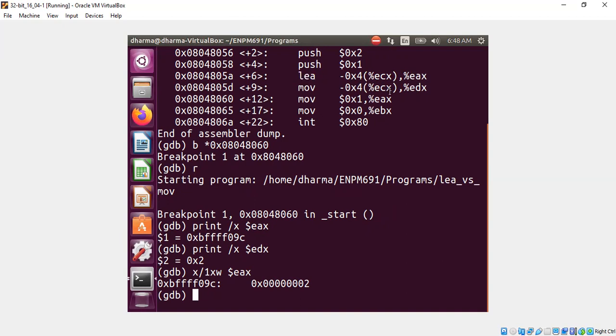All right. So to sum up, Li is just load effective address, no memory reference. Mu, on the other hand, looks at the memory reference if you put a bracket here. These brackets are for memory referencing. That's why you see a difference in the value of EAX and EDX.